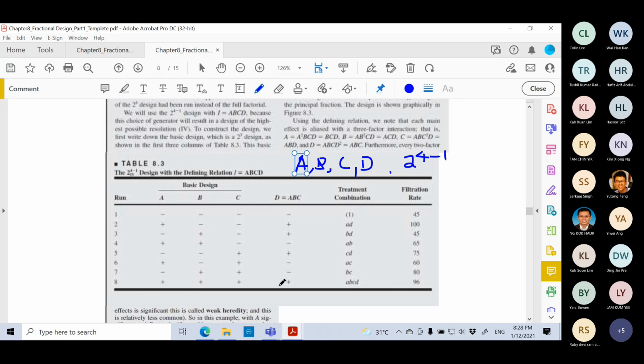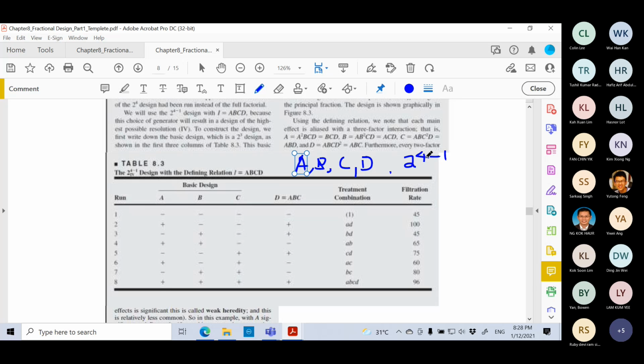So how do I label all the 8 runs? You don't need to list down all 16 treatment combinations of the plus minus signs. What you need to do first is write down the basic design. You list down A, B, C. A has minus plus signs alternating for all 8 runs. Then B is 2 negative, 2 positive, 2 negative, 2 positive. For C it is 4 negative, 4 positive. After that, we have I equal to ABCD. We choose the highest resolution.